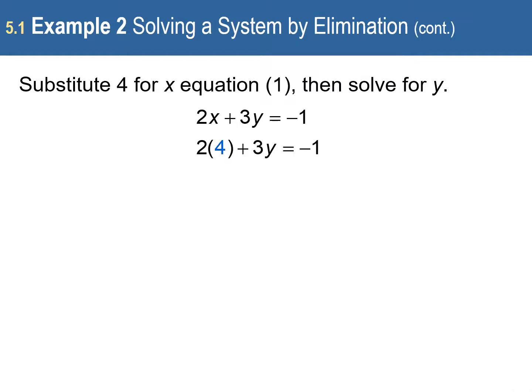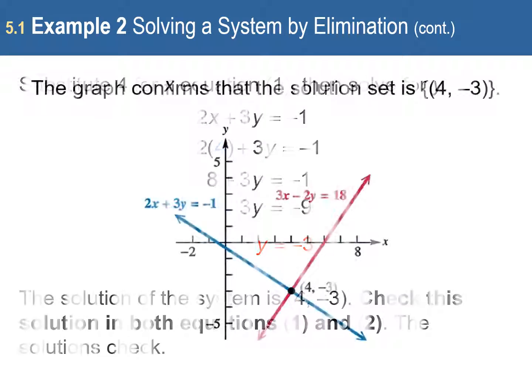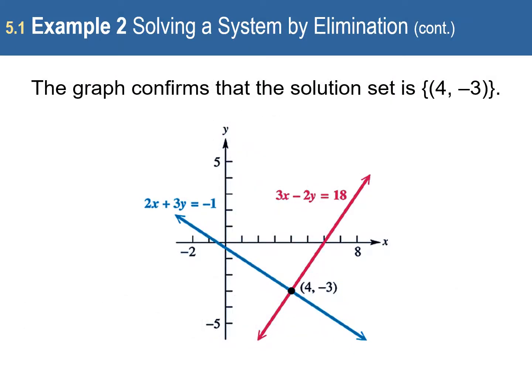Substituting 4 back into one of the original equations, I'm able to solve for y. So y is -3. So the solution for the system is (4, -3). To do this graphically, you graph the two equations, and you see the point where they intersect is (4, -3).